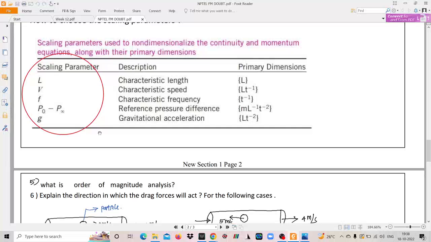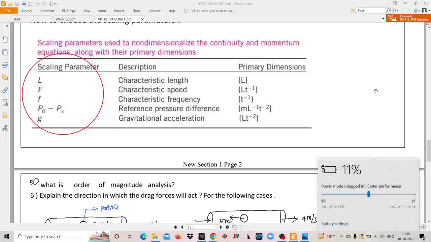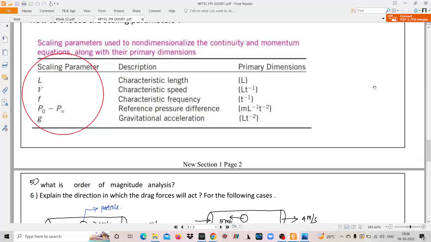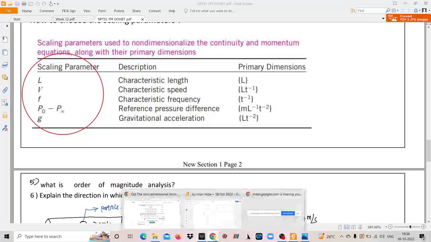I'm listening. Sir, you initially explained about the Knudsen number, right? How is it related to characteristic length? That is not directly related to characteristic length.